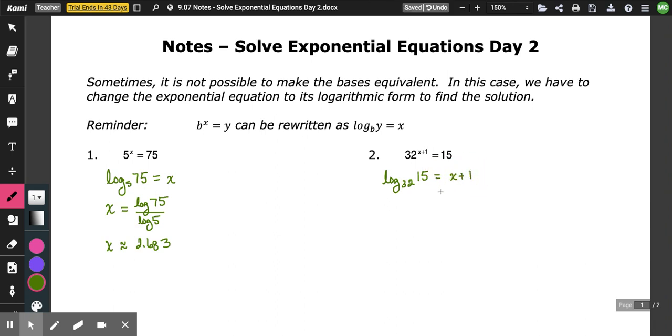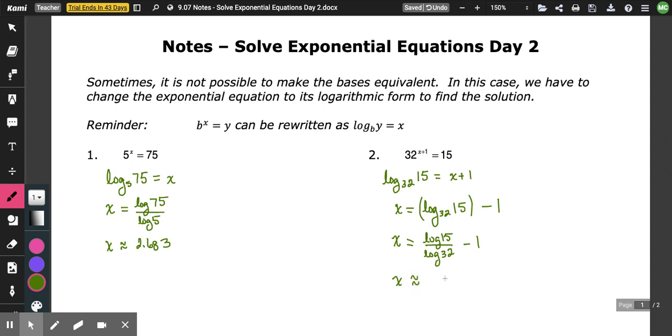And then to solve for x, I would need to subtract 1 from both sides. So that would make it say log base 32 of 15 minus 1. Now this log base 32 of 15 has to get evaluated before we subtract 1 from both sides. So once again, if you're using that calculator in your phone, in order to put log base 32 of 15 in there, you'd have to put in log of 15 over log of 32. And then subtract 1.